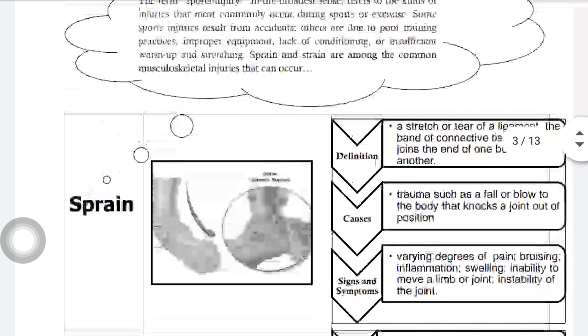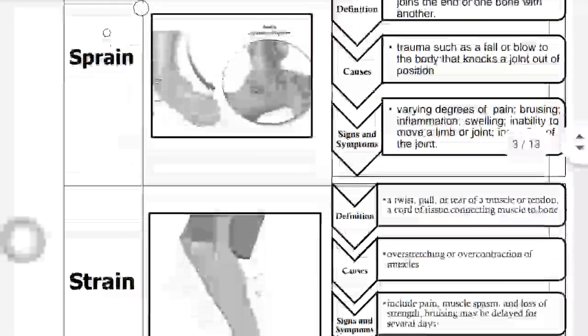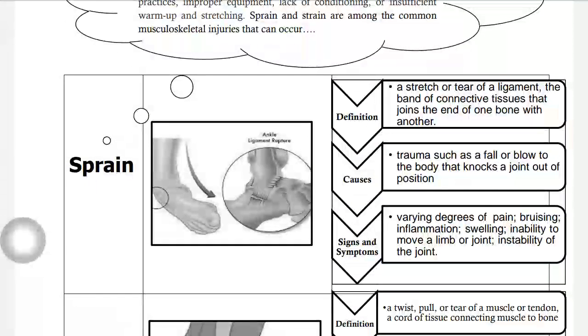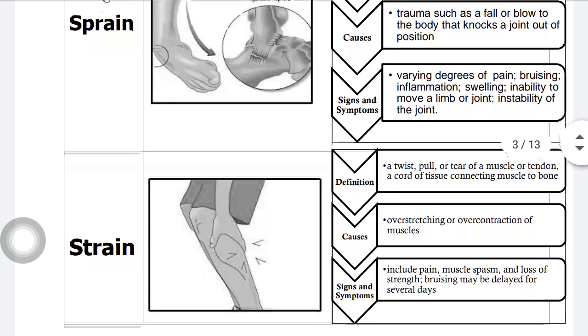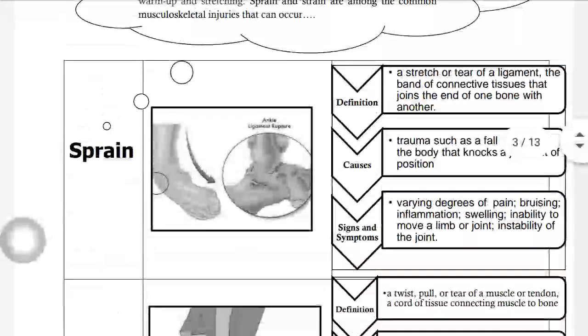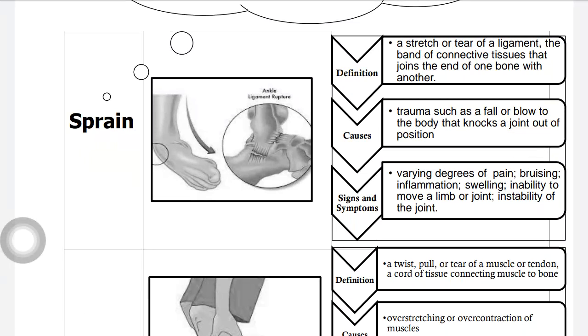So, what is sprain? Lainan sa sprain o strain, ang sa sprain, inyong timan-an, ang S o ang L. Sprain for a tear of ligament. Kung strain, ang S o ang T. T for tendon. So, mora na, para di mo malibog sa iyang definition. Sa strain na ay T, tendon. Sa sprain, L, ligament. So, for definition of sprain, a stretch or tear of ligament, the band of connective tissue that joins the end of the bone with another.